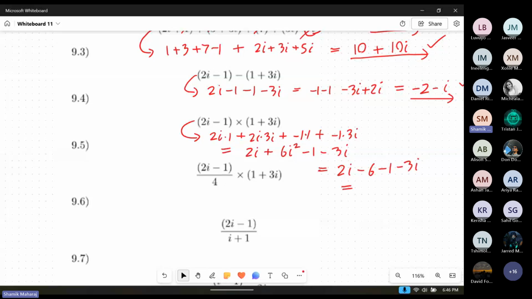So now we can do the usual trick and just keep the real parts on this side and the imaginary parts on this side. The real parts will give me minus 7. The imaginary part gives me minus 3 plus 2, which is minus i. Now we have that form, so we're happy. We're done with that.